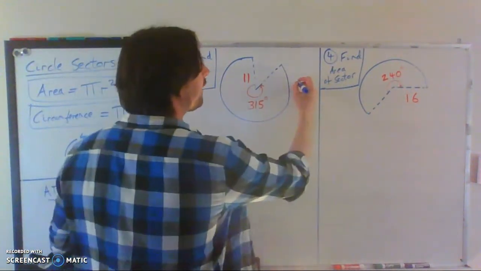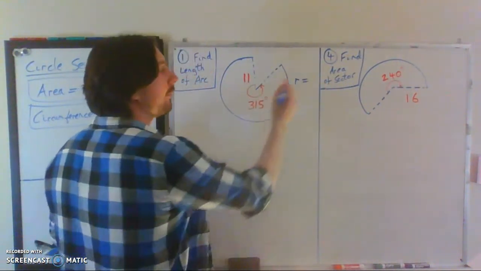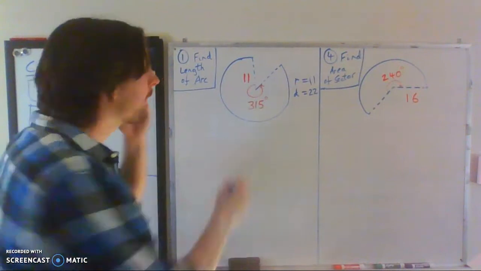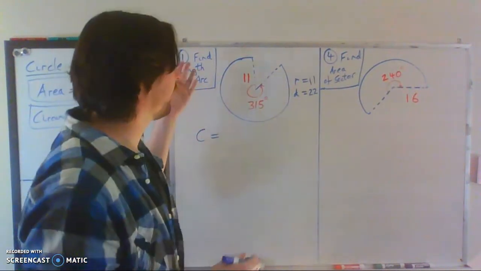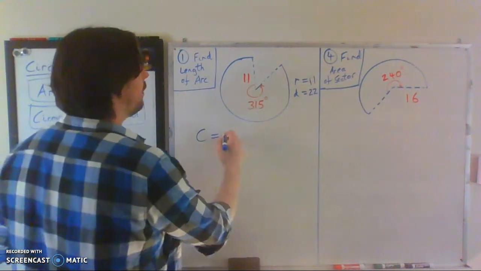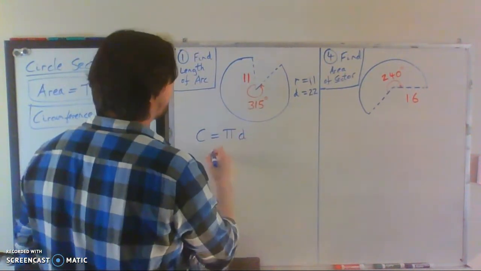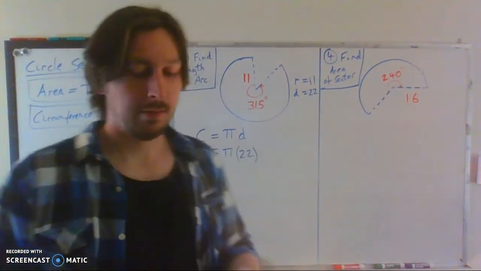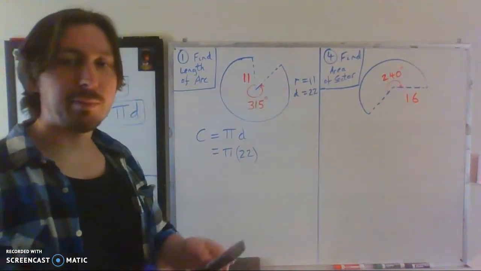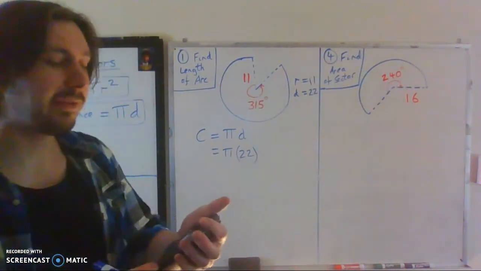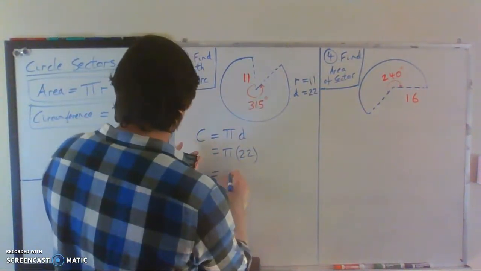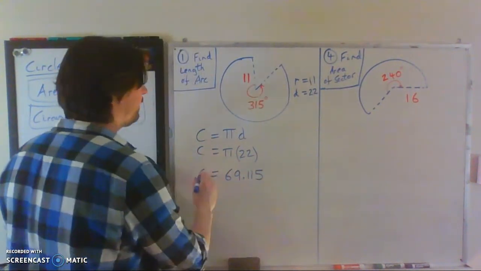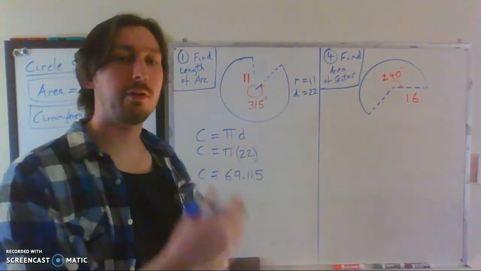So here, the radius is 11. So the diameter would be double that, 22. My circumference, the circumference of the whole thing, would be pi times d, which is pi 22. If I do that in a calculator, you can either use the pi symbol or use 3.14. I'm going to use the pi symbol. I get 69.115. So that's the circumference of the whole circle.